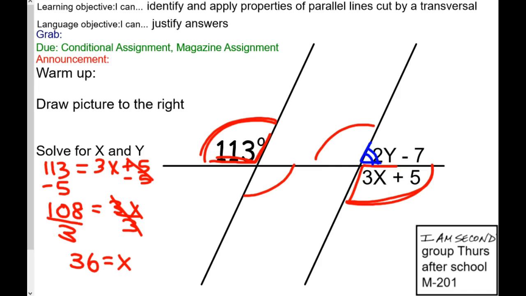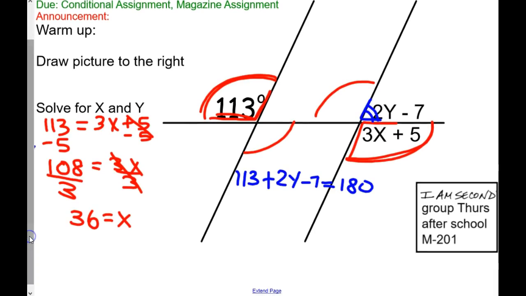So again, if they're equal, set them equal. But if they're not equal, you're going to add them up, equals 180. So here's how I'm going to write this. 113 plus 2y minus 7 equals 180. Stop right here. Does everyone understand how I'm doing this? If they are not equal, the equal sign doesn't go between them. It goes after. You add them up, and then it equals 180. And then you should be able to combine like terms and solve.